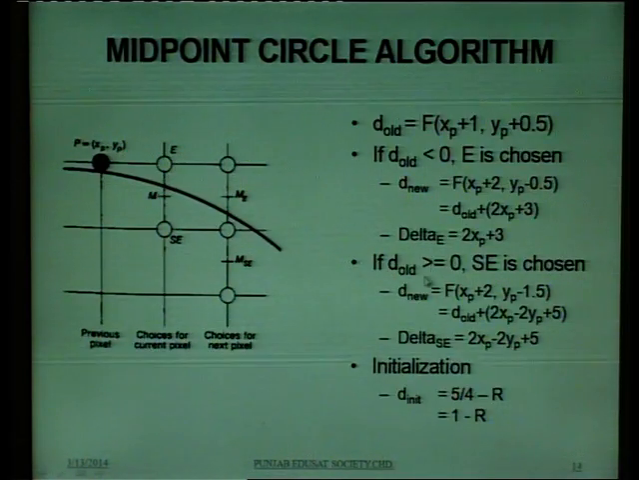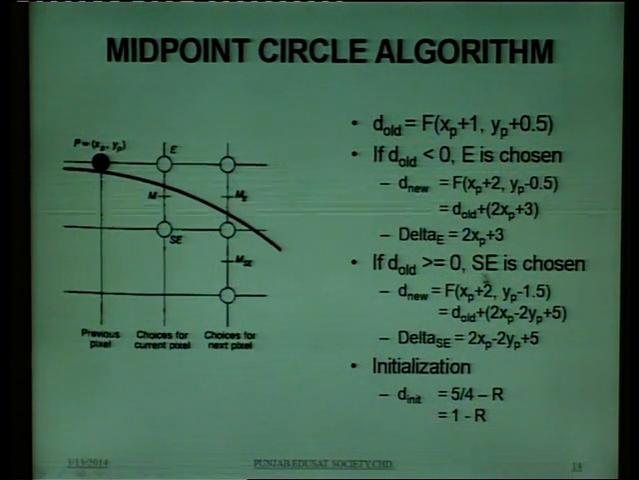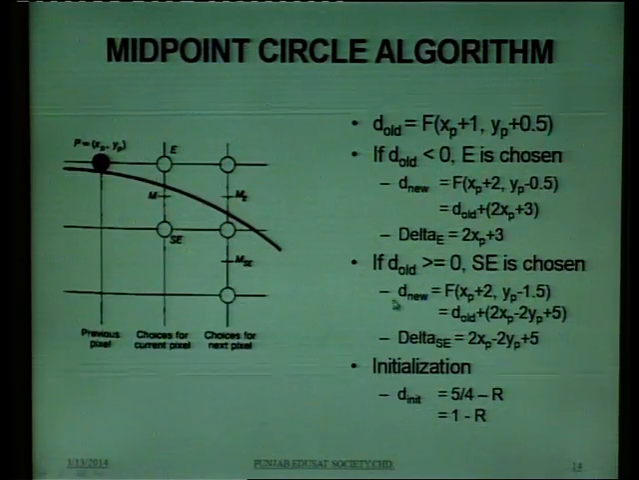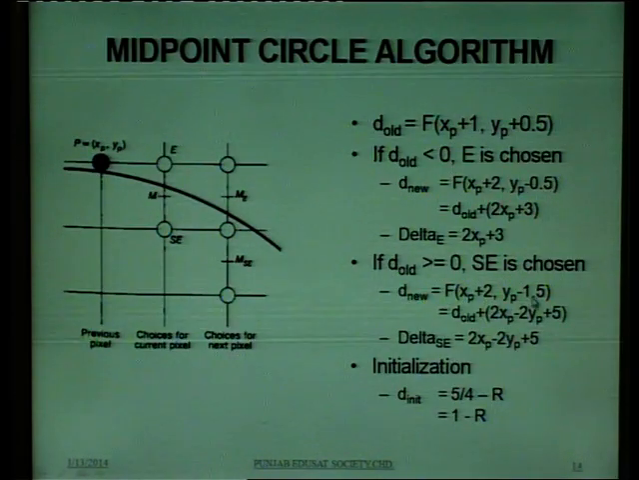If d old is greater than or equal to 0, then SE is chosen, that is, the pixel which is the location of the pixel below the symmetry. So, the value of d new will be f of xp plus 2, yp minus 1.5, and the value of delta SE will be 2xp minus 2yp plus 5, where xp and yp is the location of the previous pixel.